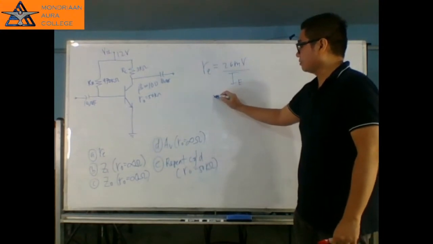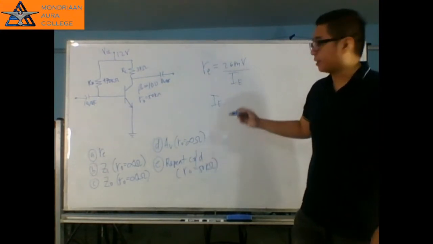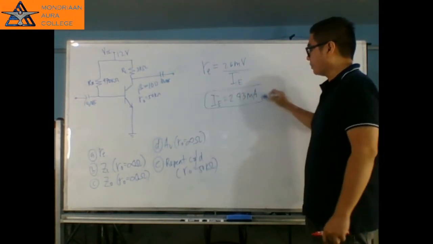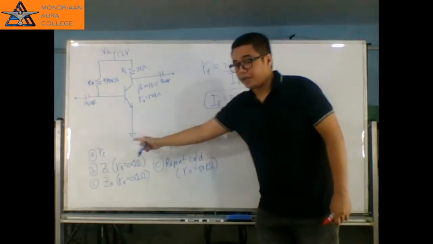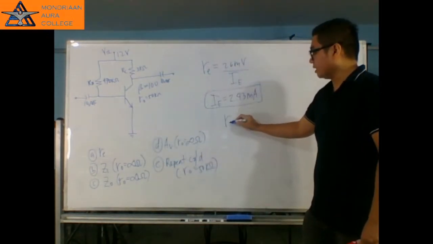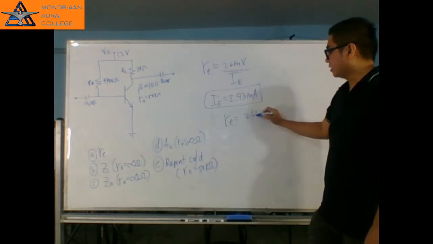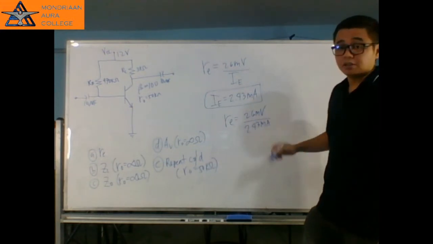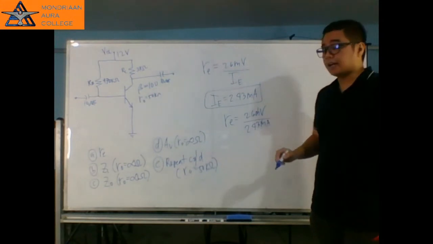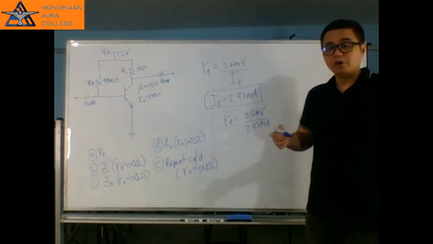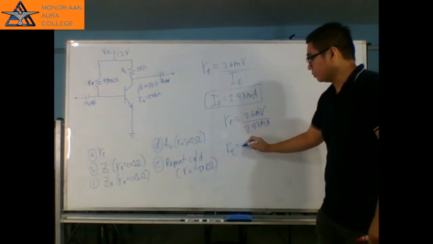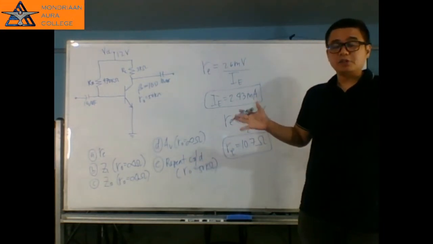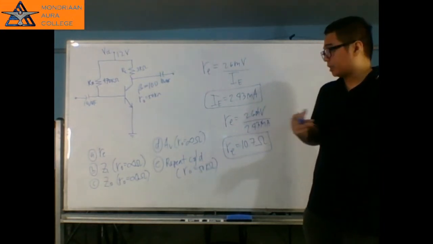Doing the DC analysis, magkakaroon tayo ng DC emitter current na 2.43 milliamperes. Yan ay gagamitin natin to get R sub E. So we have R sub E equals 26 millivolts divided by 2.43 milliamperes. So makakancel dito yung milli, matitira na lang ay volts per ampere, which is equal to ohms. So R sub E is equal to 10.7 ohms. So that is our R sub E, which will dictate our input impedance for the common emitter configuration.